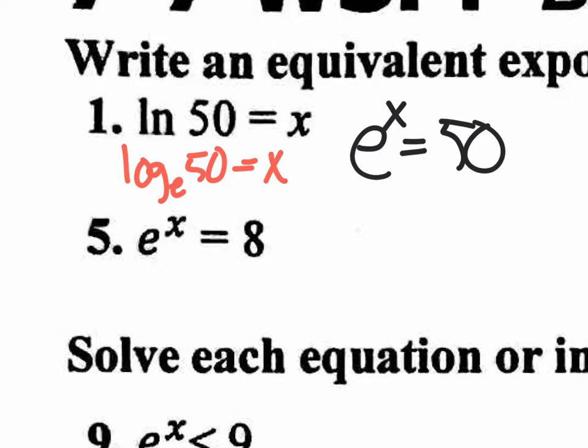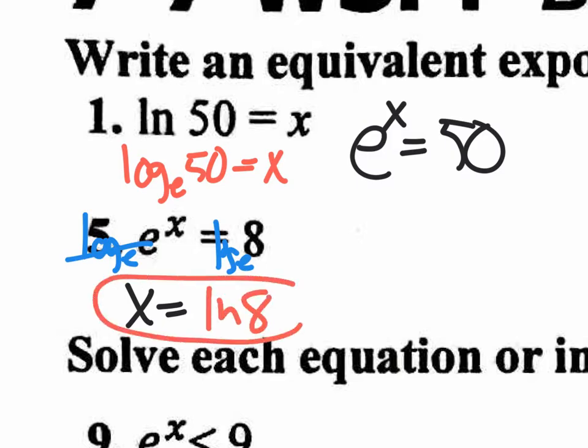Or like number 5, for example, that one's in exponential form and you want it in logarithmic form. So how would you change this to logarithmic form? You could apply log base e on both sides, which is really ln. That'll cancel out, and you'll have x equals log base e of 8. That's really ln of 8. So that's your answer, because it was an exponential, and now it's in logarithmic.